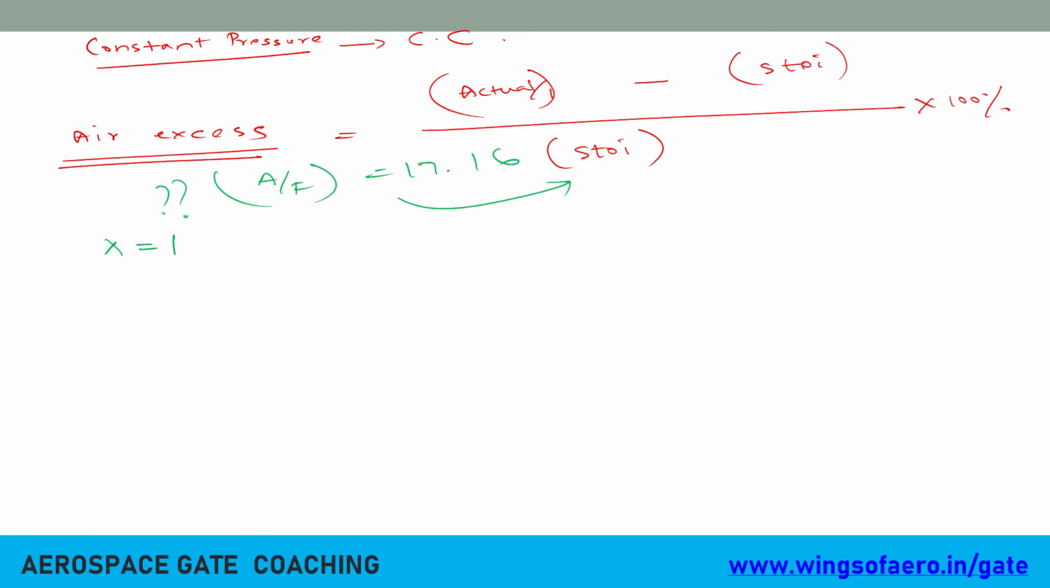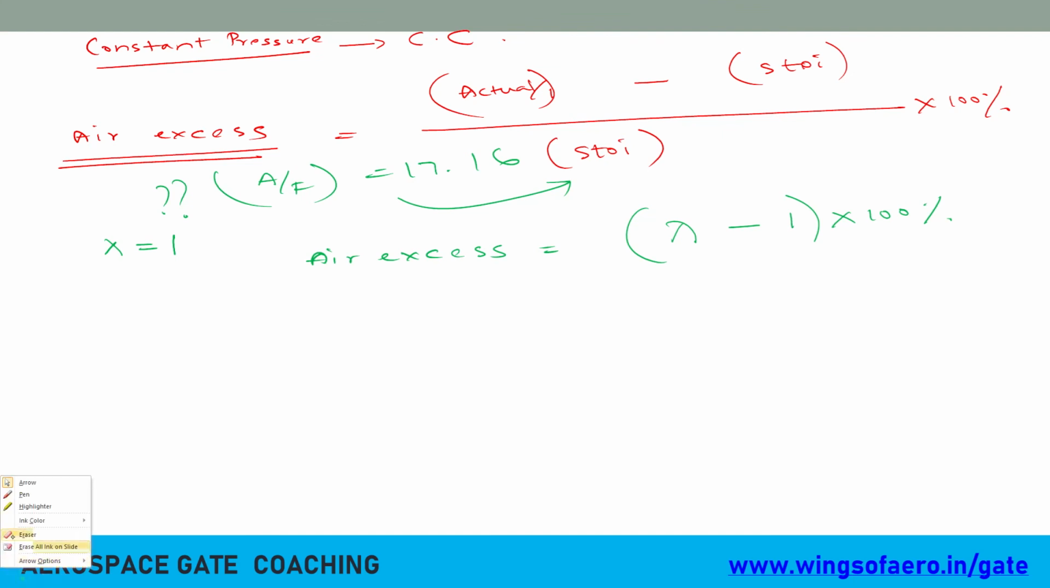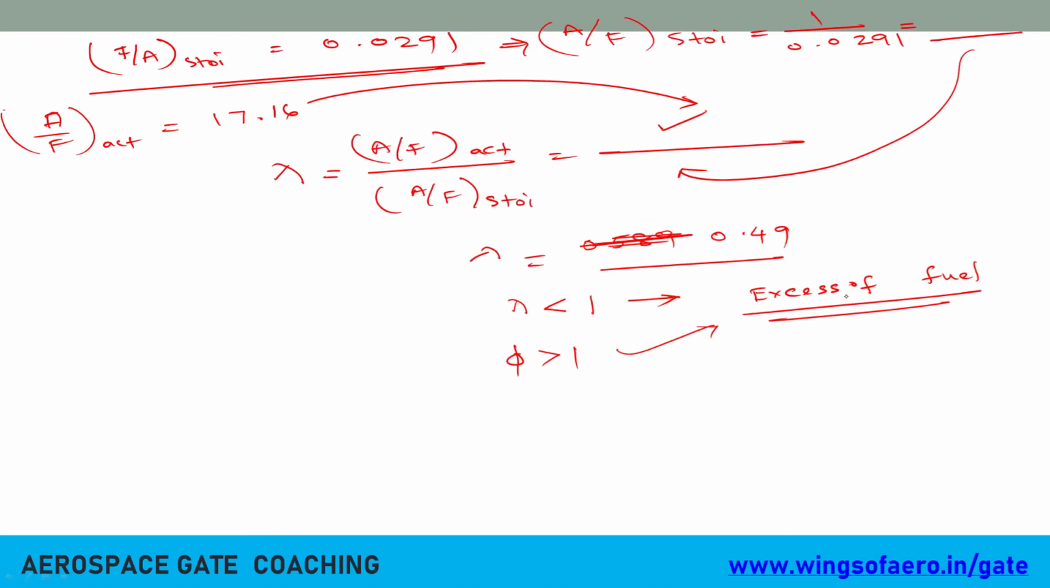Now another way we can write this equation. Sometimes they will give you the stoichiometric ratio, and from that we can find the excess air. From this itself we can write actual by stoichiometric minus 1, into percentage. So previously what was the lambda value? 0.49. Okay, 0.49. So why is it coming negative here? Because previously it is not for excess air, it is an excess fuel.